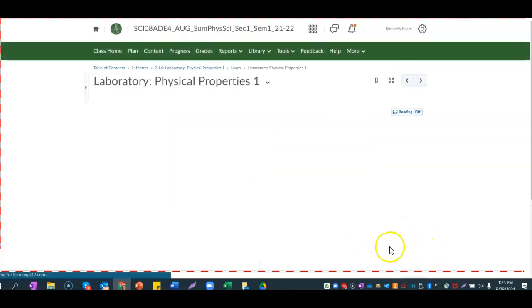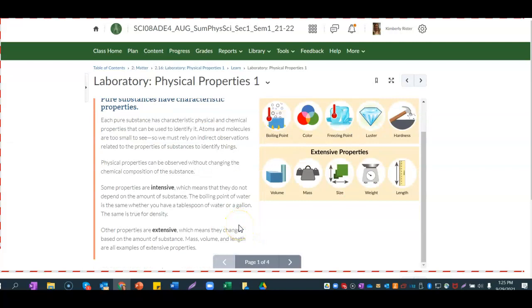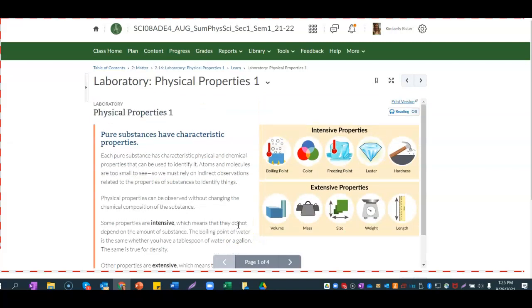All right, so as we get started, the first thing we are talking about are intensive and extensive properties. Pure substances have characteristic properties. Each pure substance, so that means like an element, think about an element of gold or oxygen, has characteristic physical and chemical properties that can be used to identify it. Atoms and molecules are too small to see, so we must rely on indirect observations related to the properties of substances to identify things. Physical properties can be observed without changing the chemical composition of the substance.